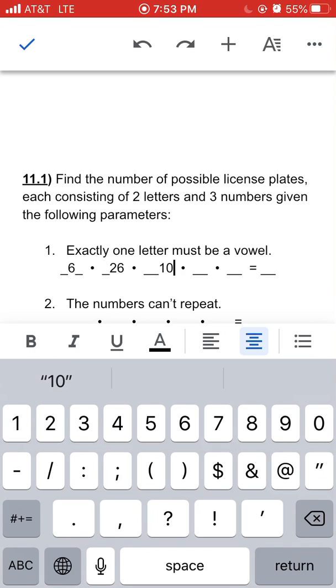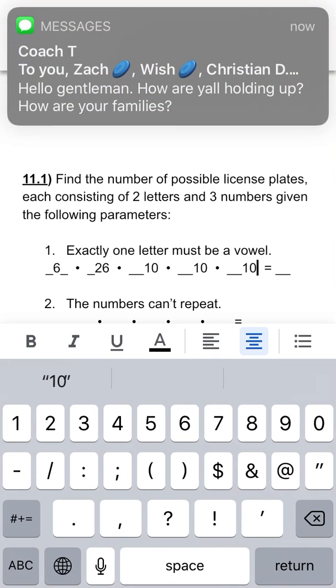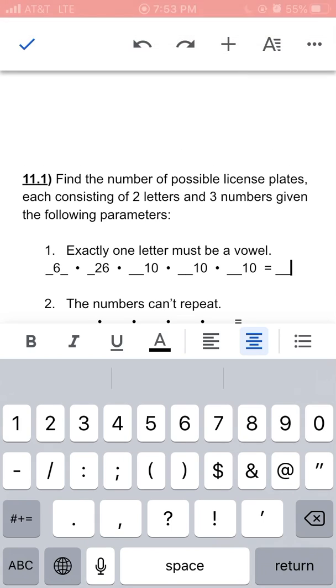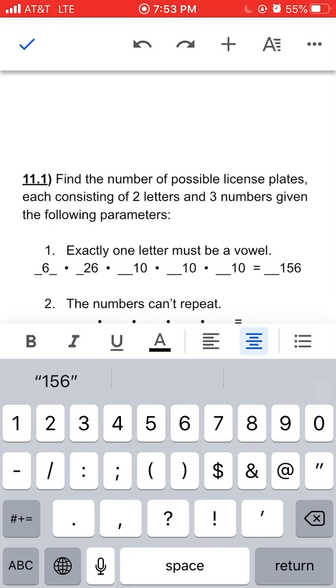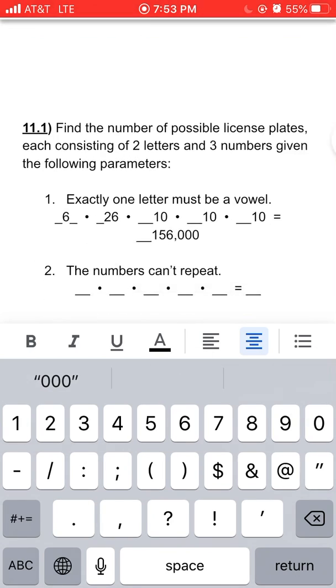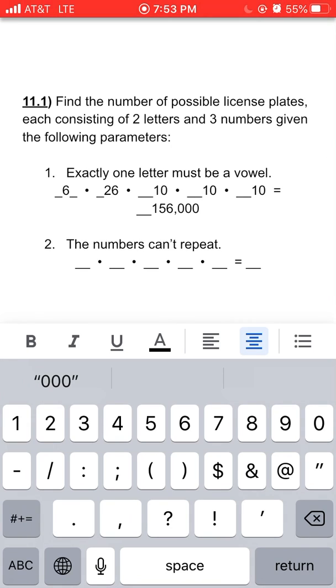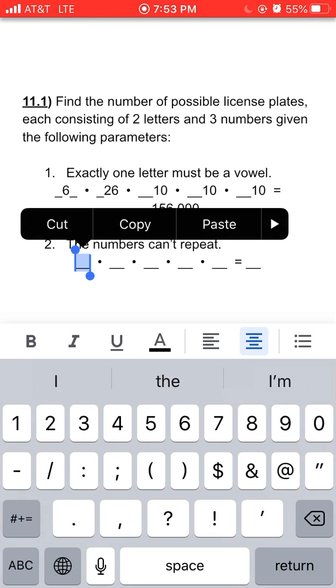So you can have 0 through 9, my bad. And that will get you 156,000. And this is the basic counting principle we're solving these by.